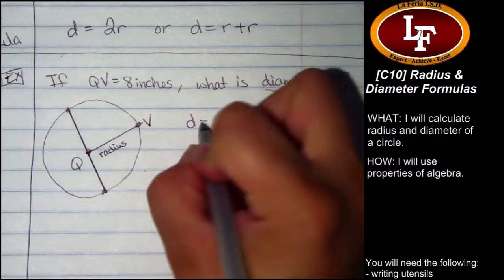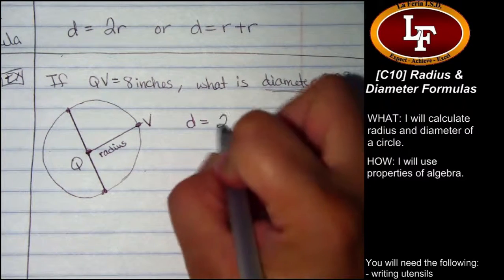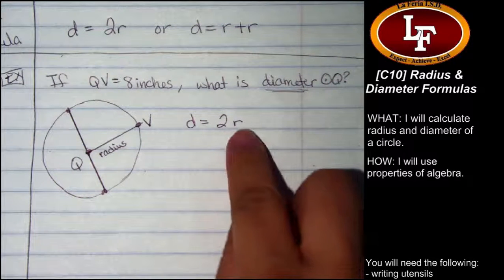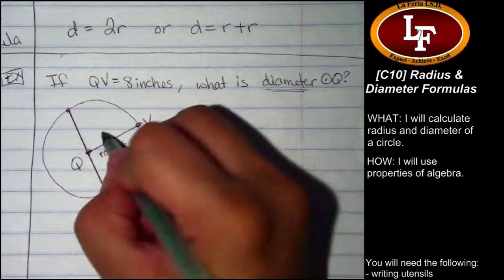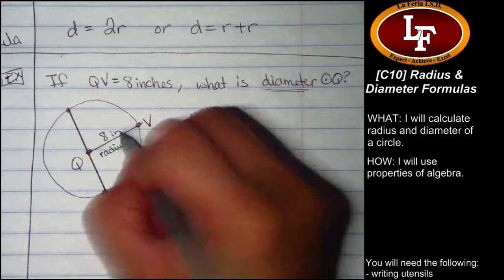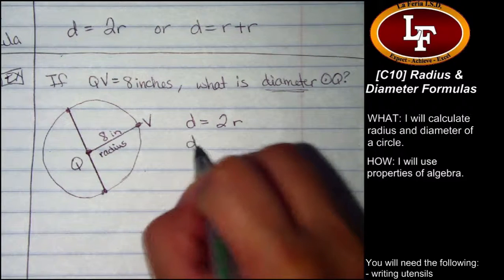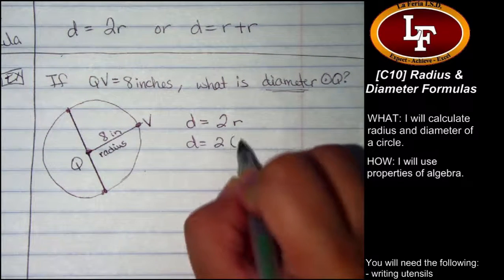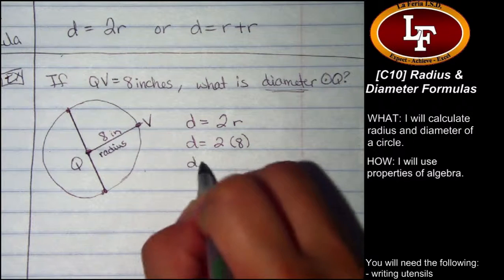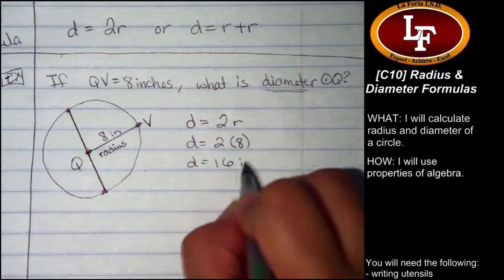So D equals 2 times R, where R is representing the radius. In this case, I was given that the radius was 8 inches. And so the diameter of this circle is 2 times 8, or 16 inches.